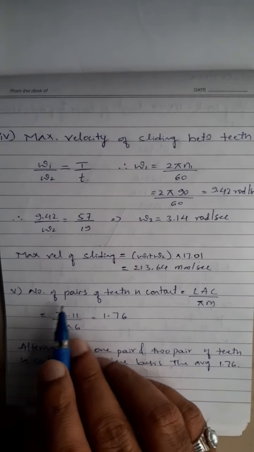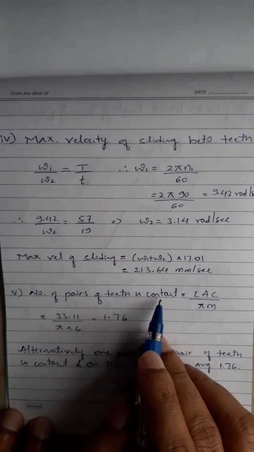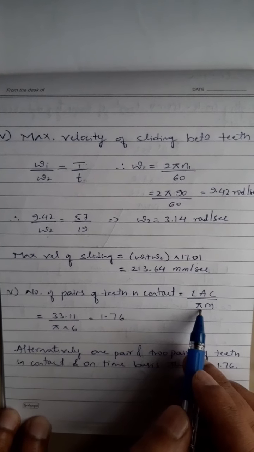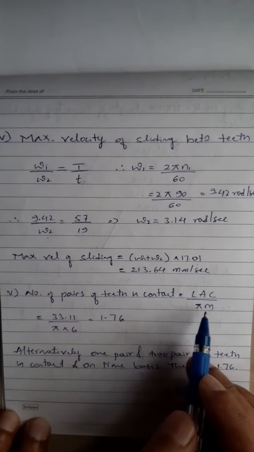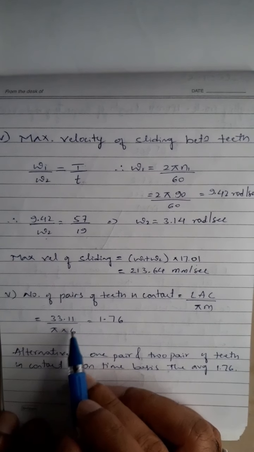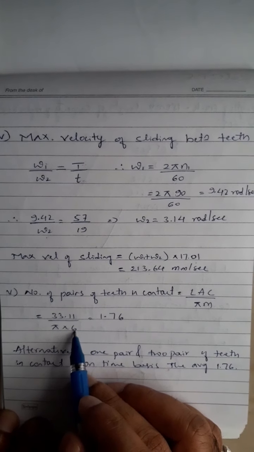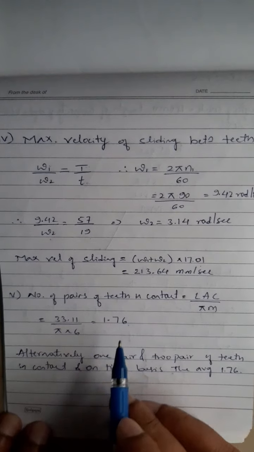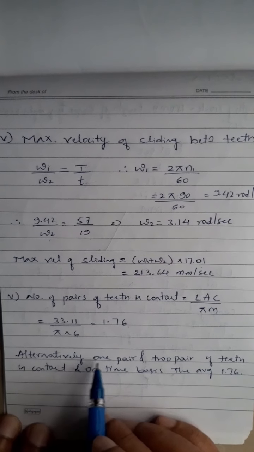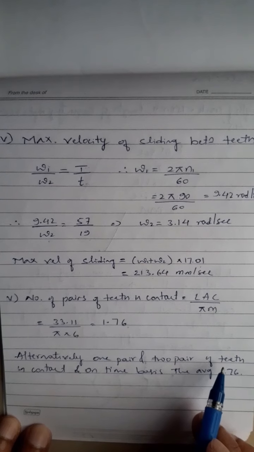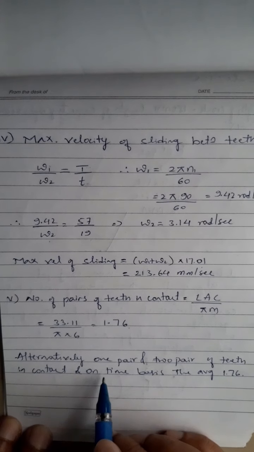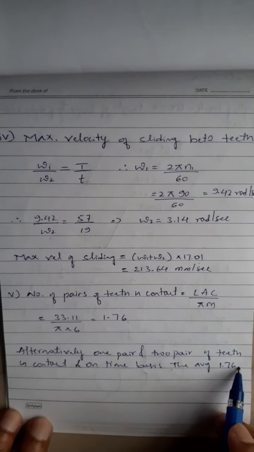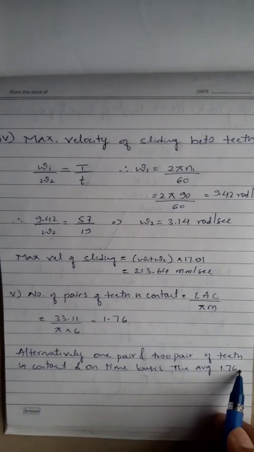The next bit in the question is the number of pairs of teeth in contact, which is equal to the length of arc of contact divided by the circular pitch, which is given by pi into m. The length of arc of contact is 33.11 divided by pi into module 6, we get 1.76. This means that alternately one pair and two pairs of teeth are in contact, and on a time basis the average is 1.76. So this is the solution for the given problem.